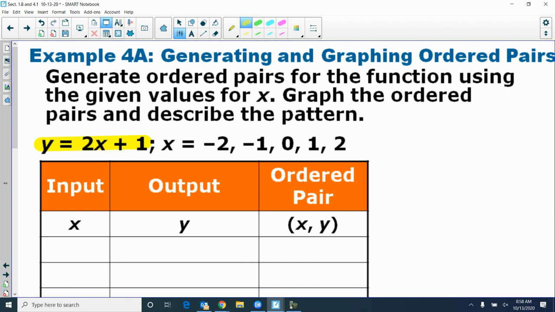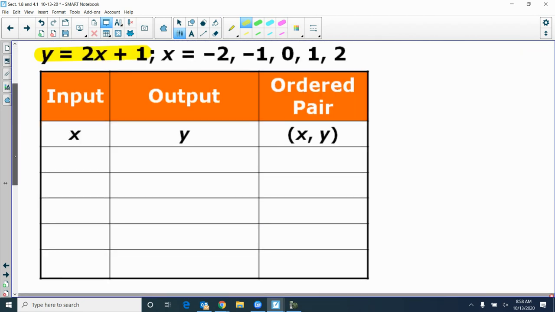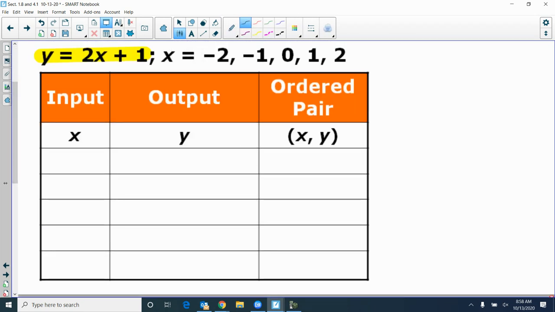Now, they're telling you which ones to put in for the input. Okay? And it says graph the ordered pairs and describe the pattern. So we're going to plug in and put underneath the x in the x column, -2, -1, 0, 1, and 2. And basically we're going to plug them into the rule and figure out what y is.